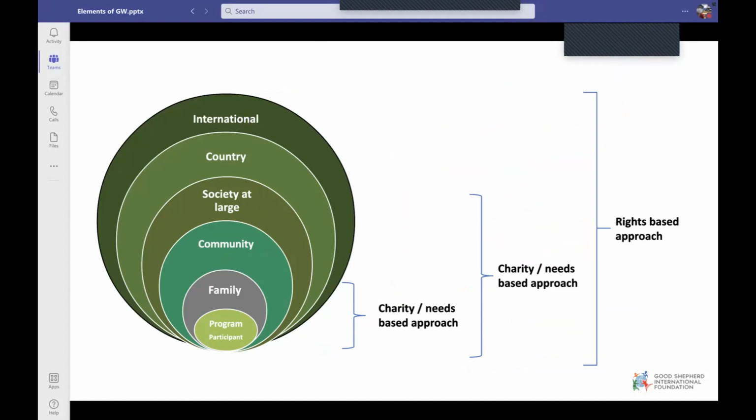We're looking at our countries and saying, is the Philippines a signatory to CEDAW? Has the Philippines signed on to the Convention on the Rights of the Child? What are the laws in the country that talk about women's rights, children's rights? And how are our programs addressing all the needs from the program participant right up to the international conventions? And this is called a rights-based approach.